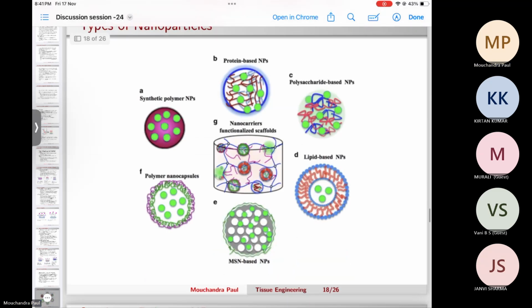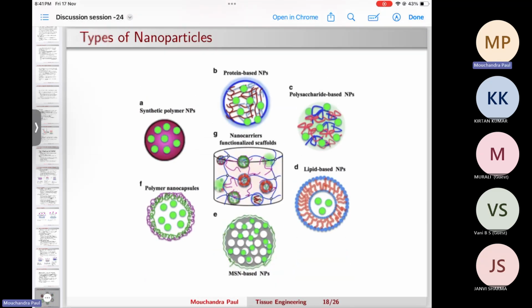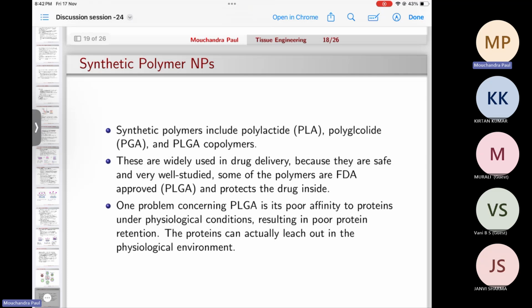Okay. So these are various types of nanoparticles which have been used for delivering growth factors and are extensively researched, and you can find them in the literature. These are the various types. But in today's lecture, we will discuss only a few of them. So the first type is the synthetic polymer nanoparticles. Here you are making nanoparticles using synthetic polymers like PLA, PLGA, PGA, and there are others as well. So using a synthetic polymer, not a natural polymer.